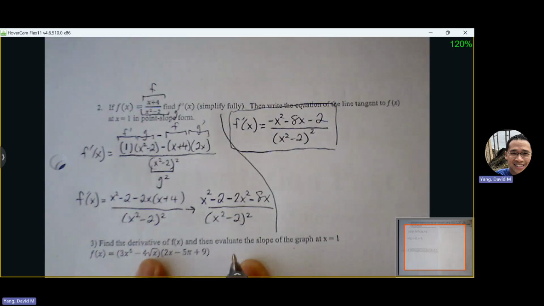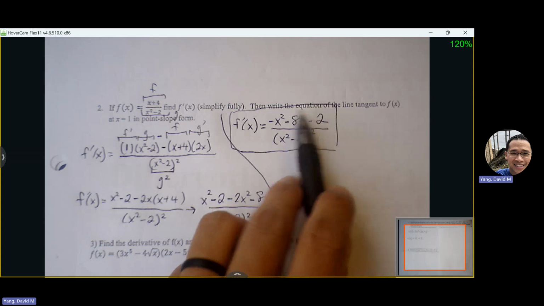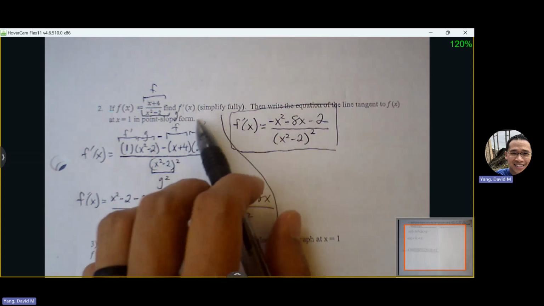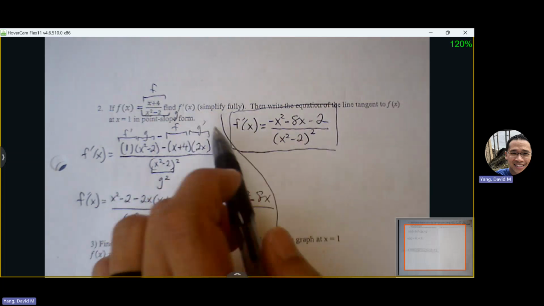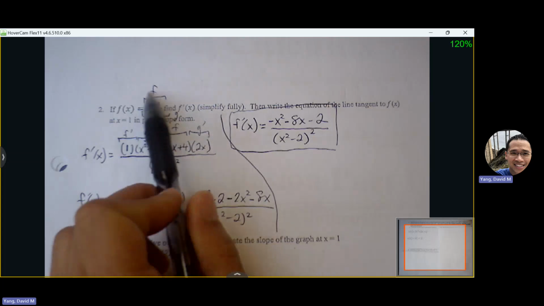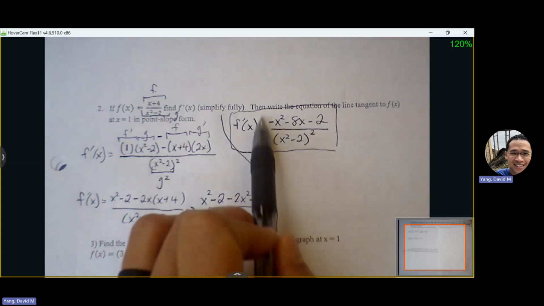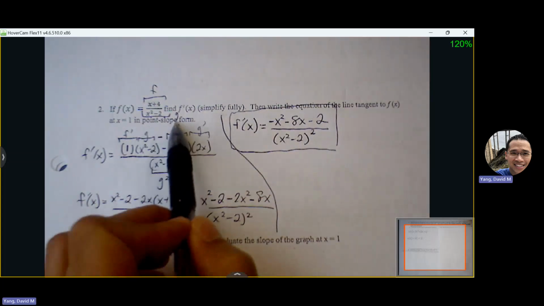So now that we have our f prime, we can find the tangent line equation. So tangent line equation requires an ordered pair and slope. The ordered pair will come from your original function. Slope will come from your derivative. And then we can put it in point-slope form.